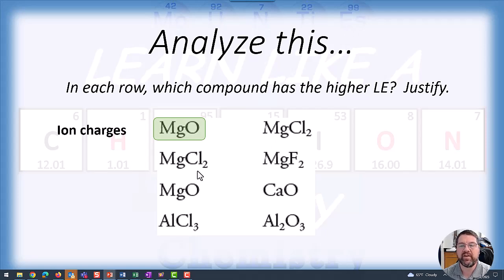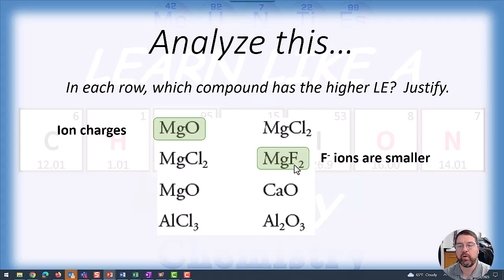The next row, magnesium chloride and magnesium fluoride. Again, they're both magnesium compounds. Magnesium's +2. Chlorine and fluorine are both halogens, so they both have a -1 charge. So there's no difference in the ion charges. So we need to think about the size of those ions. Fluoride ions are smaller than chloride ions, therefore it's going to be a smaller internuclear distance, and therefore a stronger lattice energy.